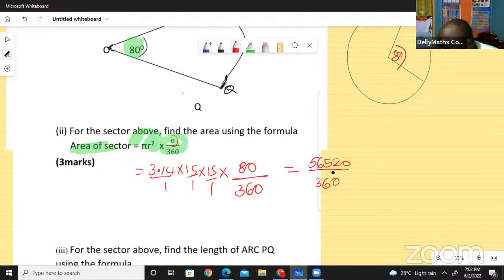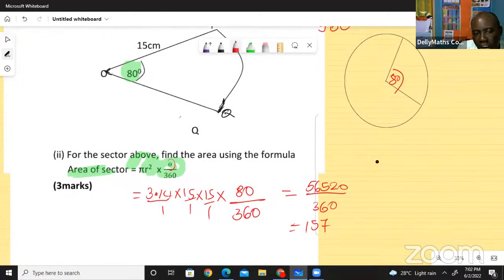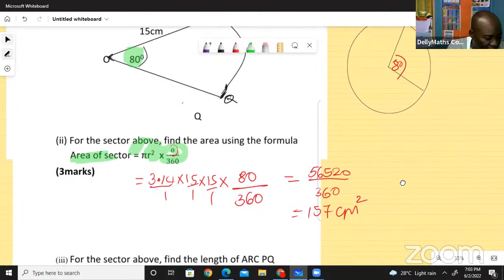And the final answer is 157. Yes, Benjamin, I like the way you connect with that one just now. I remember now, what unit of measure was here? Centimeter. Area is square unit, so you put cm square. Very good, Sabrina and Benjamin. Excellent working out. So guys, you have to just take your time and work out these. So that is the area of that sector there.